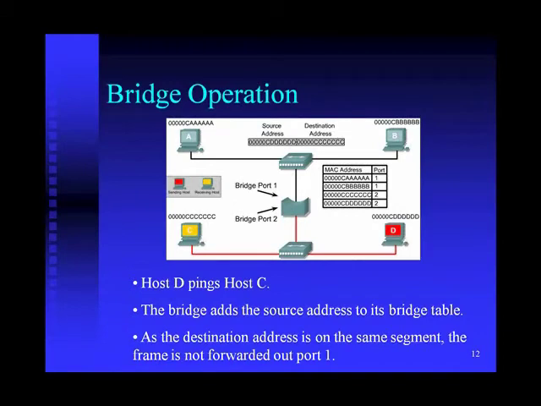Last thing we have going on here is host D pings host C. The bridge adds the source address to the bridge table because it's coming from D, so we'll put D in that MAC address table. We're trying to get over to C, so what happens is the bridge looks in the MAC address table for host C. It sees that the host is on port 2, so it does not need to send that traffic on through port 1. It would just stop that traffic right there.